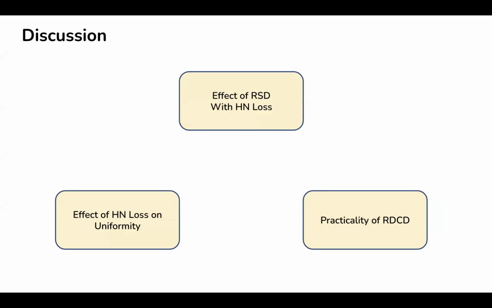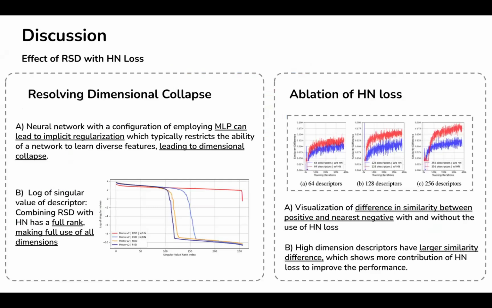We discussed three key points of RDCD: effect of RSD with hard negative loss, effect of hard negative loss on uniformity, and practicality of RDCD. First, I'll talk about the effect of RSD with hard negative loss. We focused on two key aspects: resolving dimensional collapse and the ablation of hard negative loss.